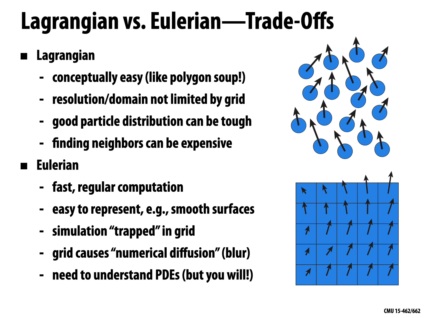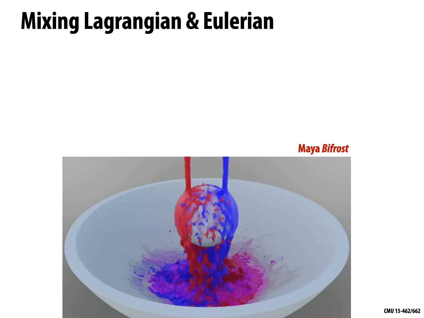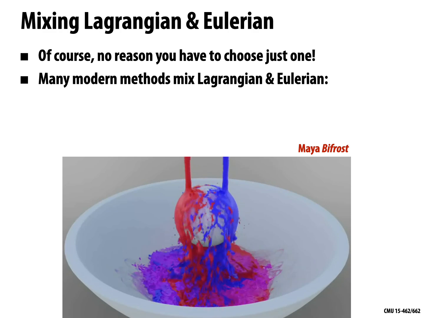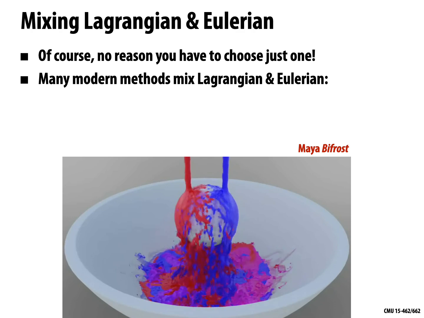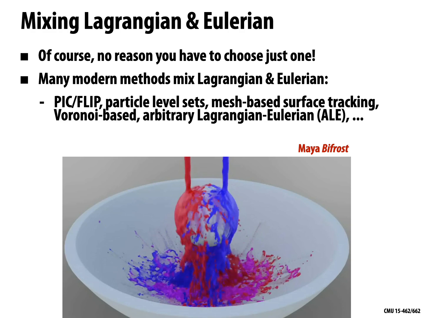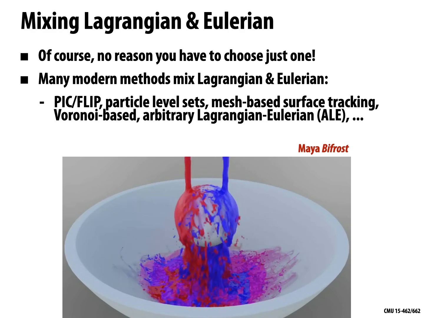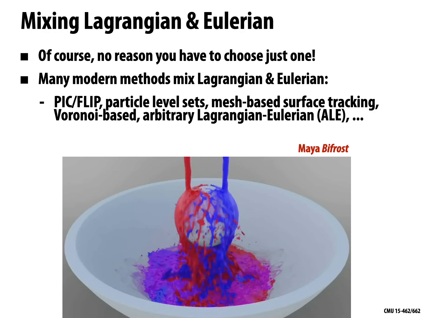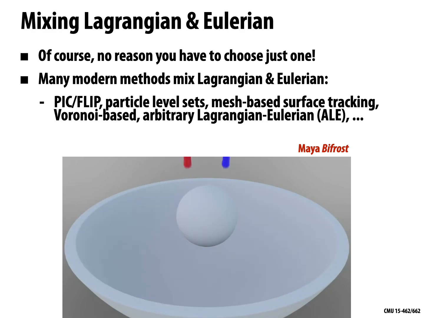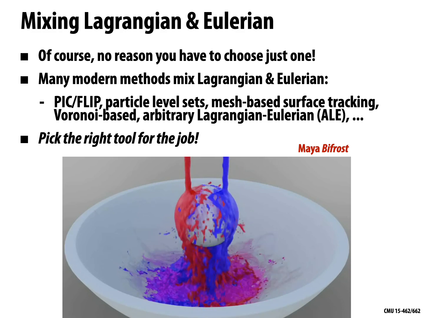And of course, as with all things in life, it's not a decision between one or the other. You can mix these things together, and many modern methods do mix together Lagrangian and Eulerian descriptions. So for instance, for fluids, you have things like FLIP and material point methods, you have particle level sets, you have mesh-based surface tracking, Voronoi-based, arbitrary Lagrangian-Eulerian, and so on and so on. And so as with everything else that we've learned about in this class, the goal is to really pick the right tool for the job, right?